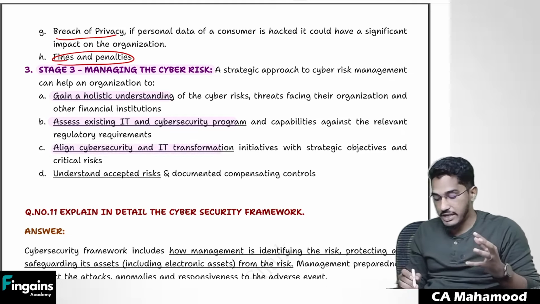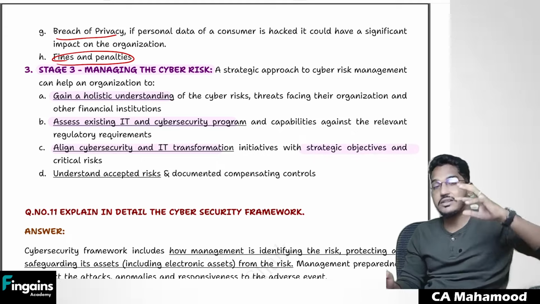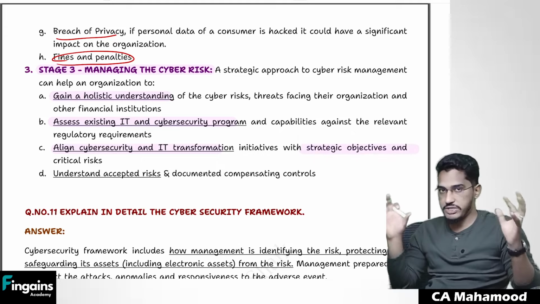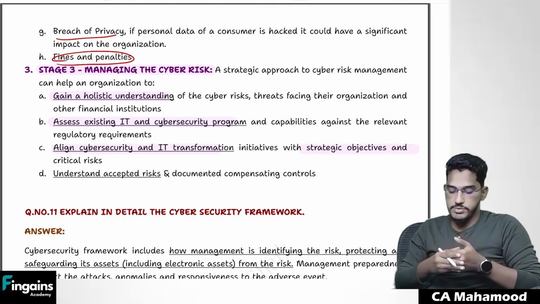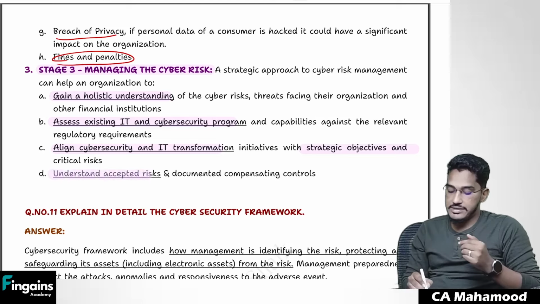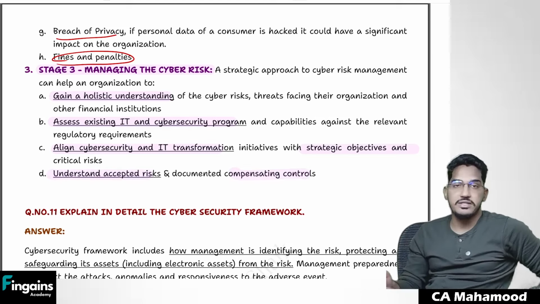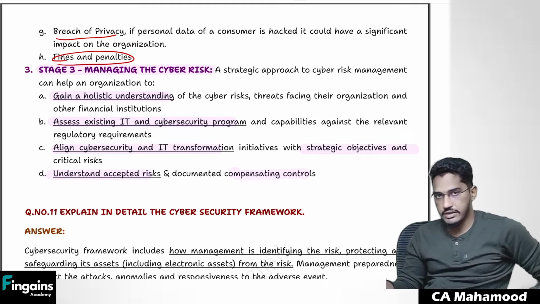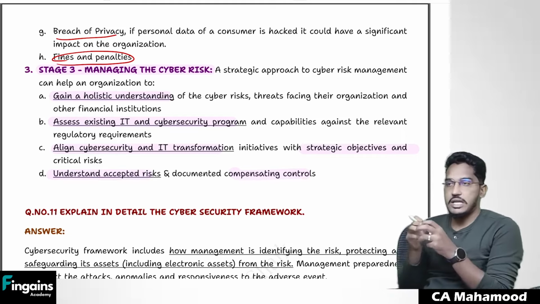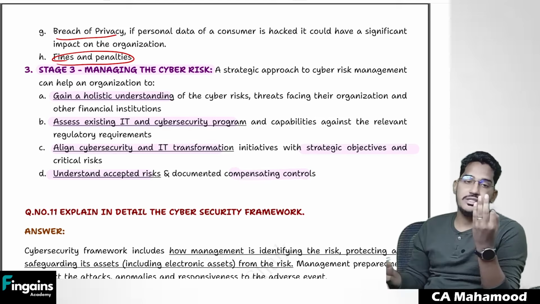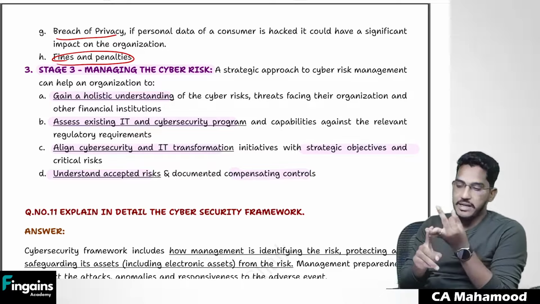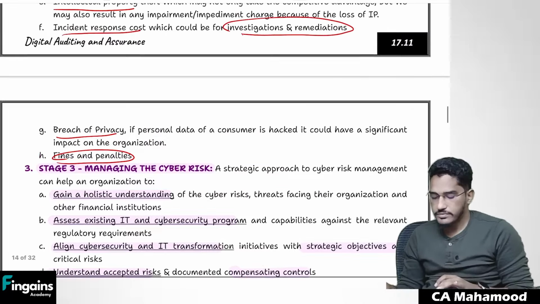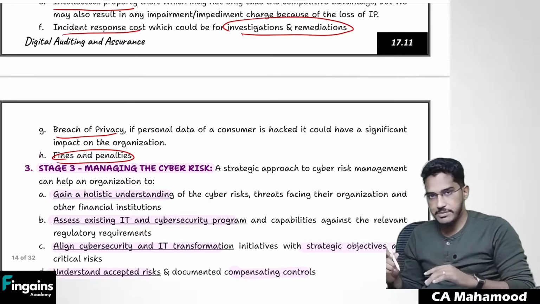Then you have to align cybersecurity and IT transformation with the strategic objectives. Whatever the overall objectives of the organization are, we have to align the cyber risk objectives with them as well. Finally, understand accepted risk and document compensating controls, and start implementing internal controls. So if any organization wants to tackle cyber risk, it has to go through three phases: assessing the cyber risk, considering the impact, then managing the risk. Clear? With this, we will end the cyber risk discussion.